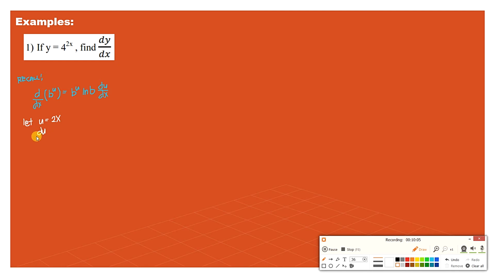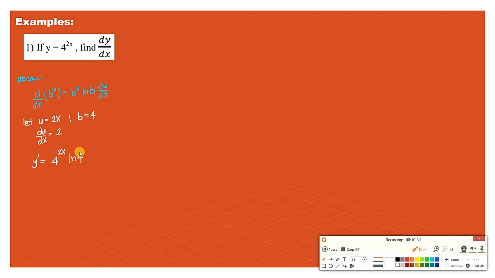Tapos, kailangan din natin ng du over dx. So, getting the derivative of u with respect to x, we have 2. dx over dx is 1. So, pwede na natin kunin yung derivative, y prime is equals to b raised to u. Our base is 4. Our u is 2x, times ln of b, of 4.